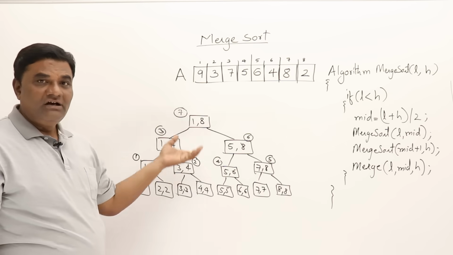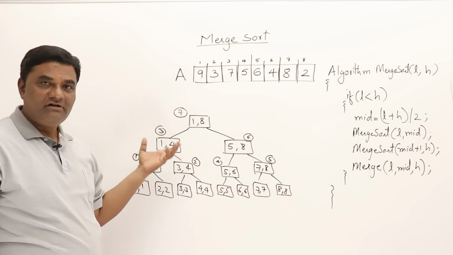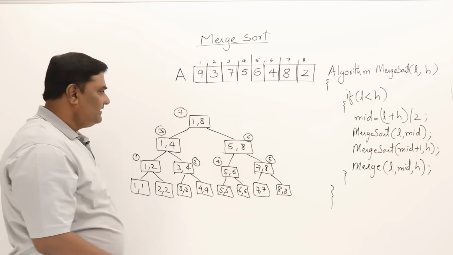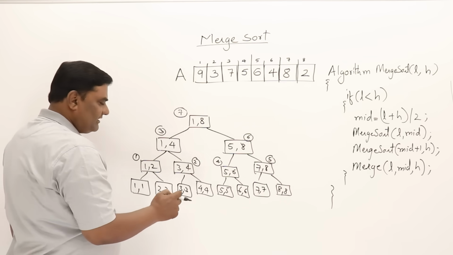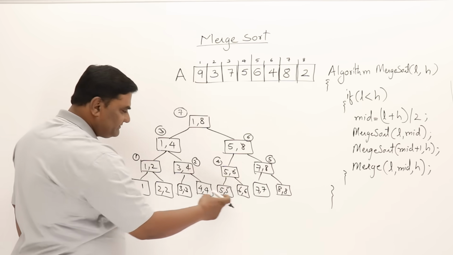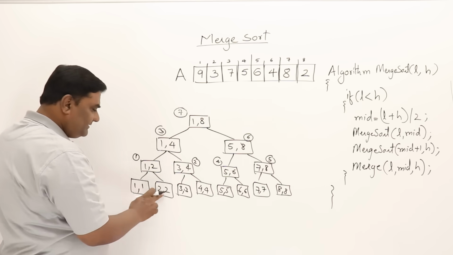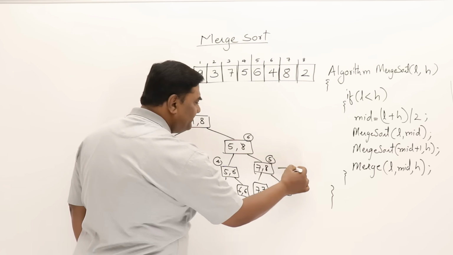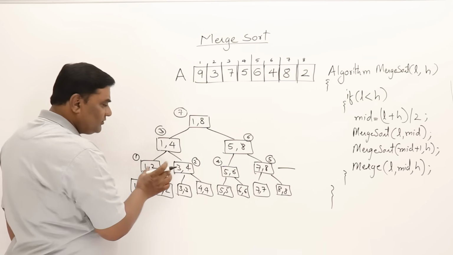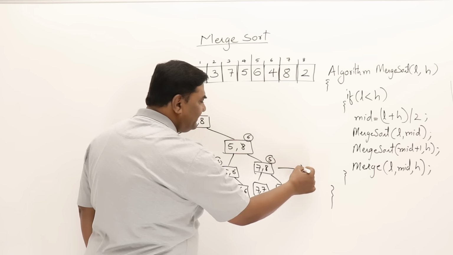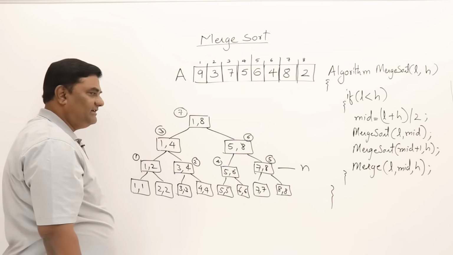So I'll show you how much time it takes. See, the merging has started in this level. This was just splitting. So how many elements are merged here? Two elements merged. Total how many elements? 8 elements are there. 2, 4, 6, 8. 8 elements are merged here. So I will say n elements are merged, all n elements.